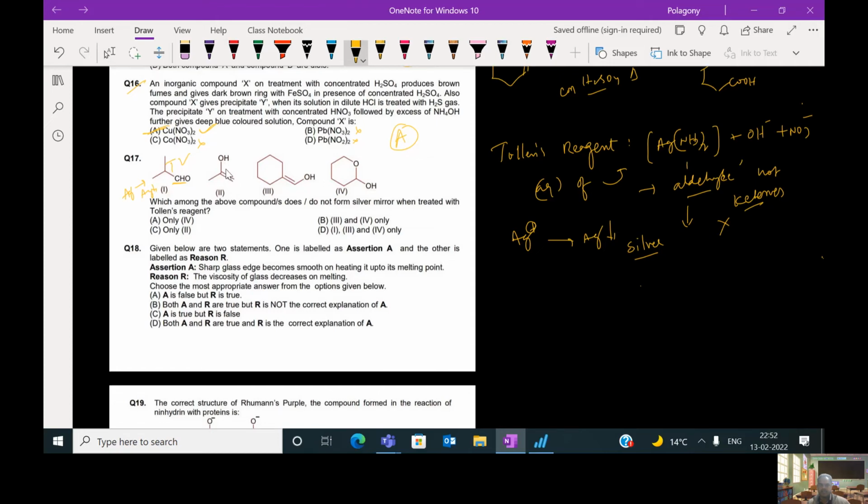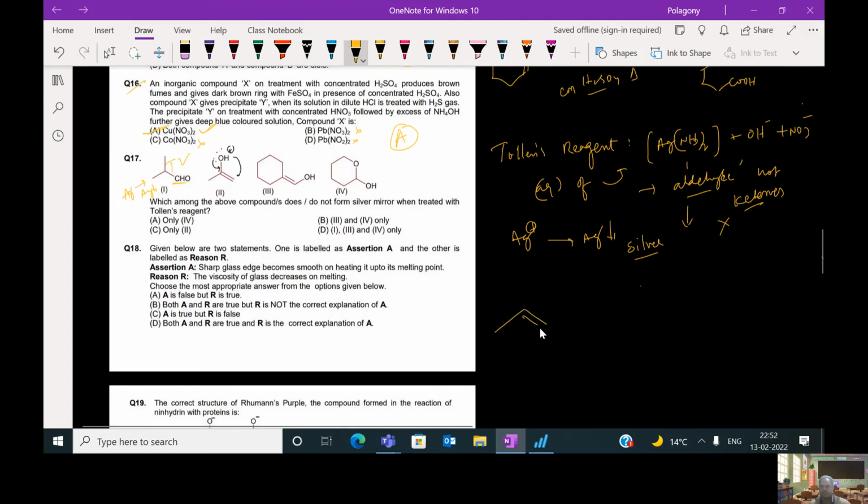Now the second one, look at this structure. An alcohol functional group is there and a double bond is there, and a lone pair comes back due to polarization, so tautomerism will take place here, because the pi bond will move toward the negative charge, so we can write it like this.